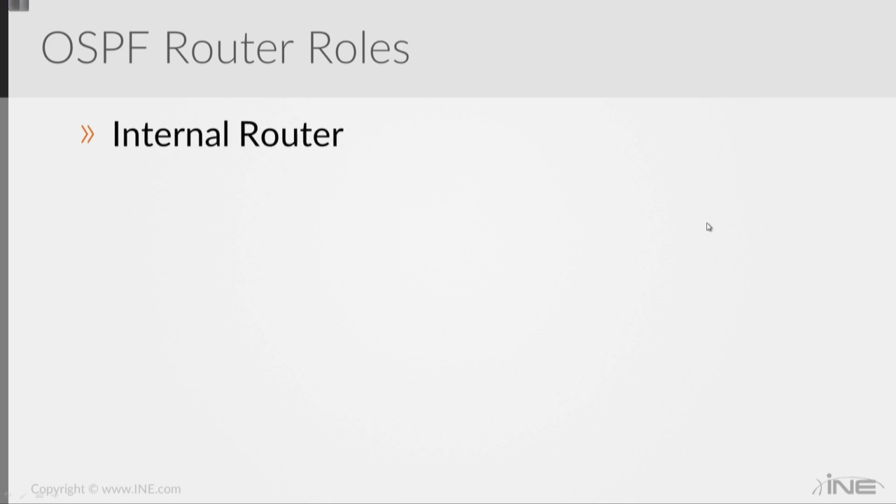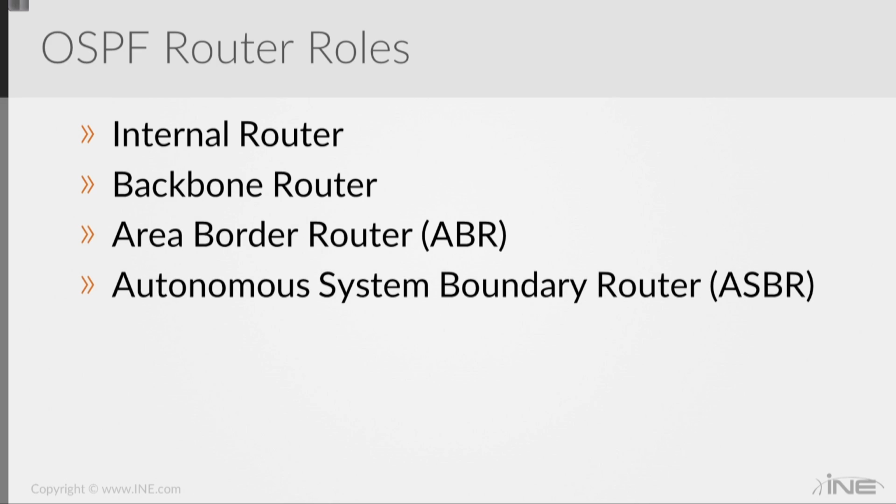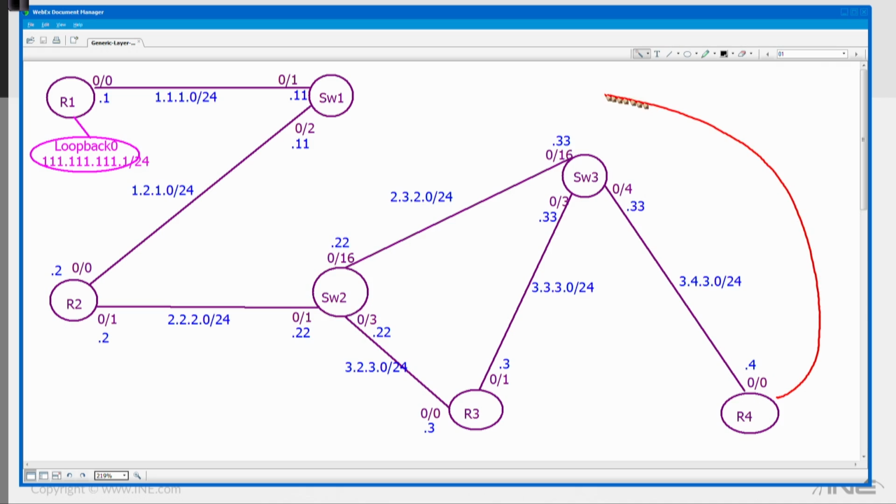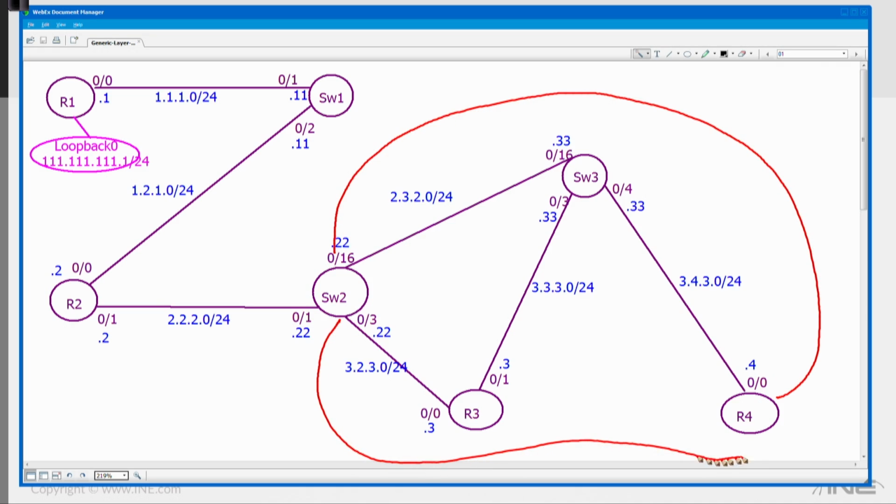A couple more things here. Router roles. In OSPF, a router will play one or more of these roles. So let's take a look and just see what that's referring to. Let's say that I have all of these links here in an area. So we'll just say this is area 1. Okay? So if a router has all of its links in one area only, we call that an OSPF internal router. And that's all that means. An internal router simply means all of its links are in one area.